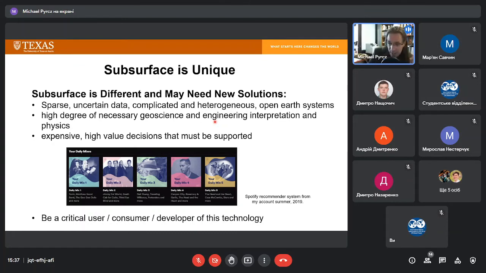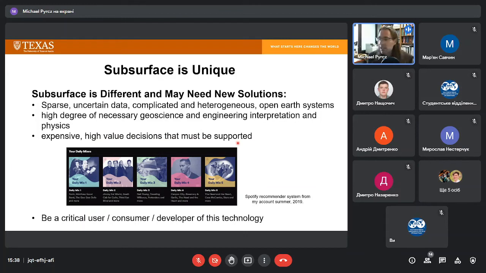Well, first of all, let me just say this. These applications of machine learning are totally different than our application in the subsurface. We have sparse, uncertain data, complicated, heterogeneous, open earth systems. We don't fully understand them. We're doing our best. Okay, does Google driving directions have sparse data? No. They know what everybody else using the app is doing. They see everybody driving. They have lots of data. High degree of necessary geoscience, engineering, interpretation, and physics. Is there any physics to driving directions? No, it's just data driven. It's just the data.